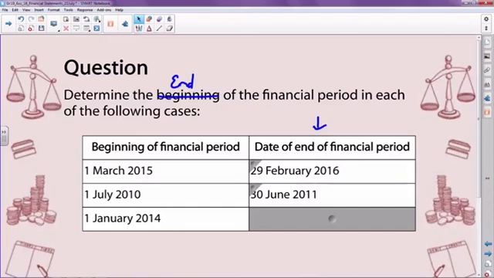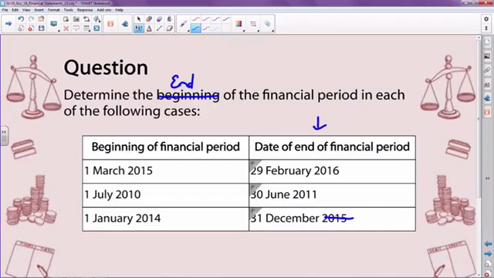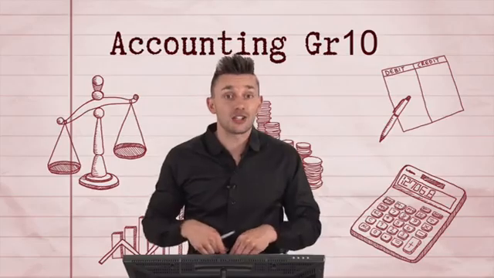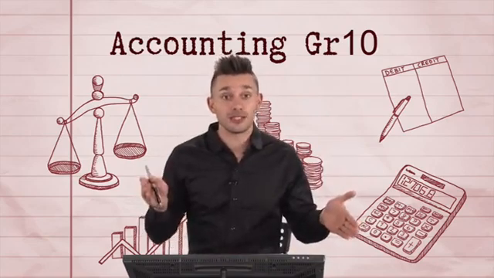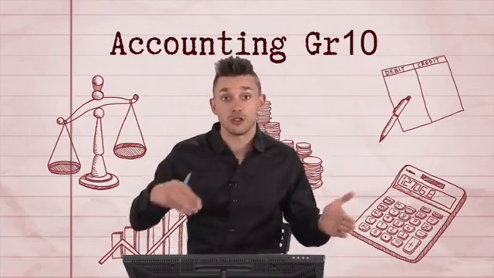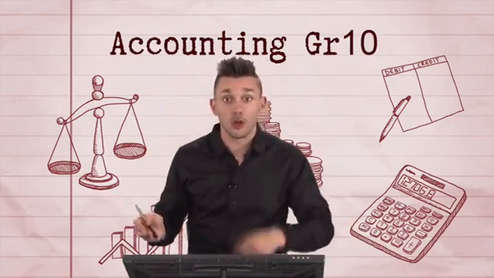And then this is the easy one. If we start on the 1st of January, we will end on the 31st of December, and this is not correct. It needs to be 2014 because it's not 2 years, it is only 1 year. So be careful when you do the one for January, because if you count to the next year, like in the example, you're going to count 2 years. So from the 1st of January 2014 to 31 December 2014, that's 12 months, not 31 December 2015. So hopefully you'll know that.